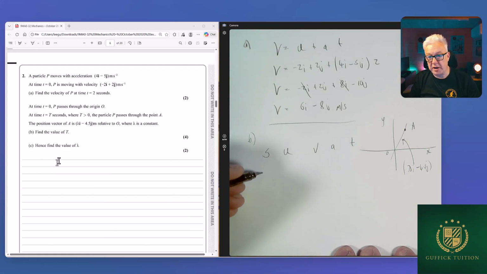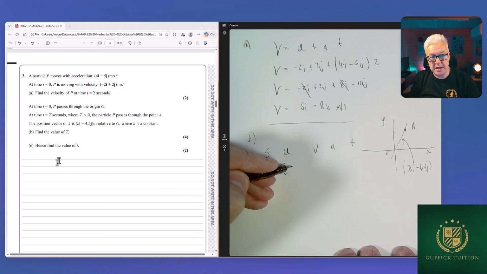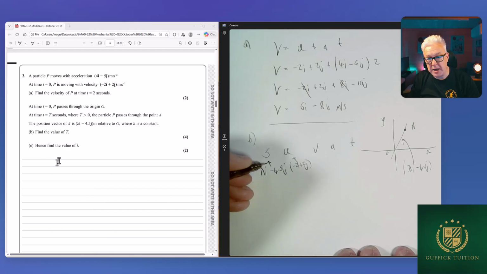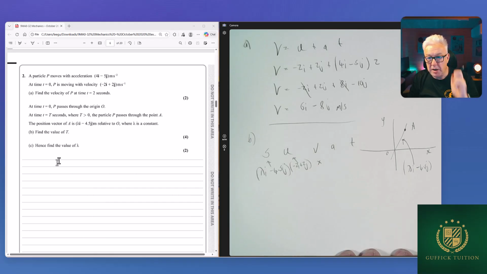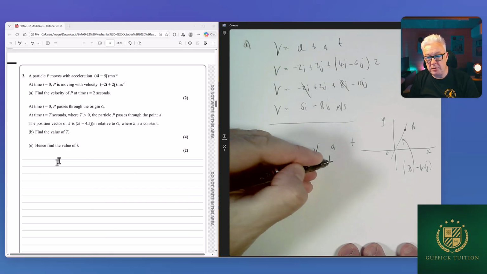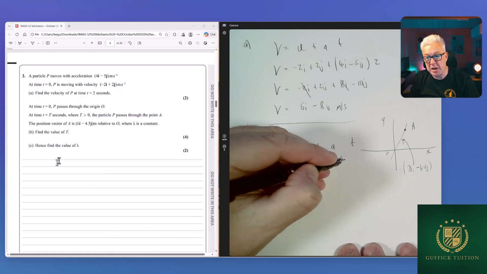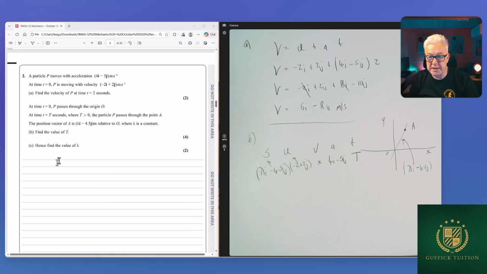s, that's what we're trying to find, that we're told is lambda i minus 4.5j. u is when t equals 0, it passes through the origin, and when t equals 0, u is minus 2i plus 2j. So that's our u there, that's our s there. v, I don't think we're concerned about how fast it's going when it moves through there, so we're not worried about the v in this case. The acceleration is still 4i minus 5j, and the time we don't know, we're going to call that t.